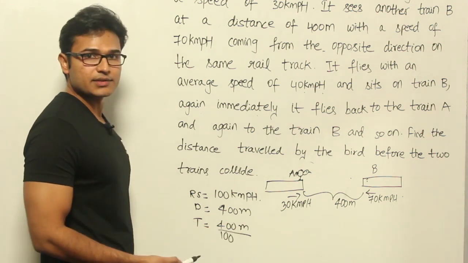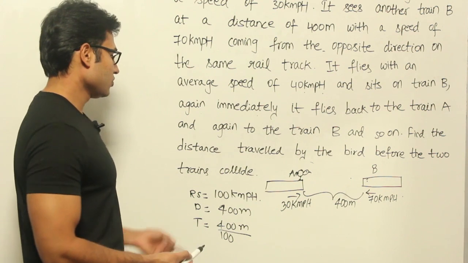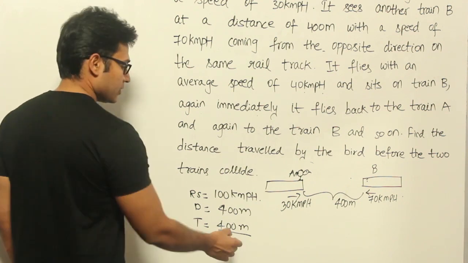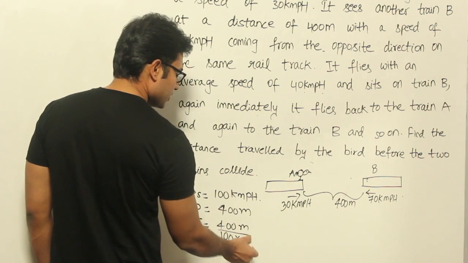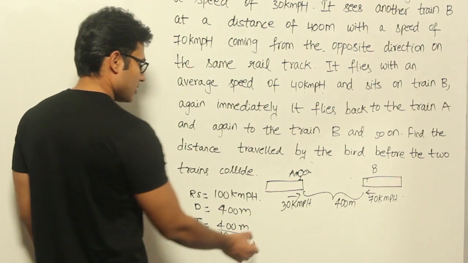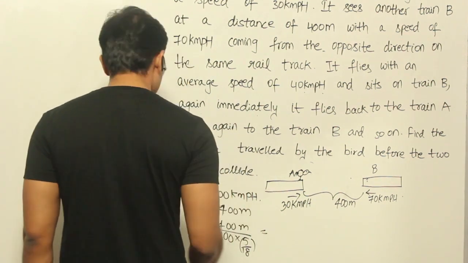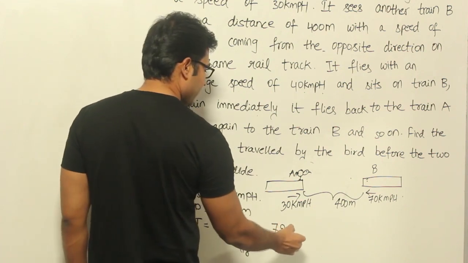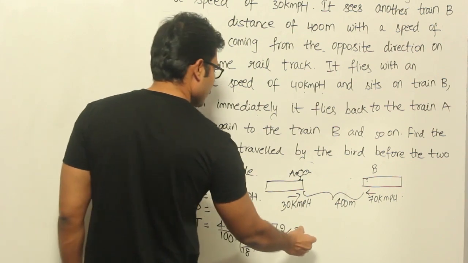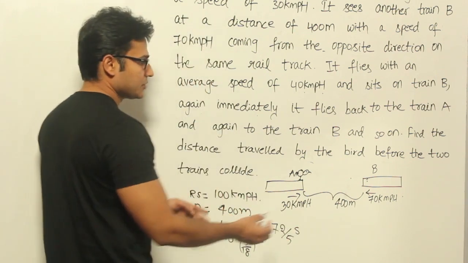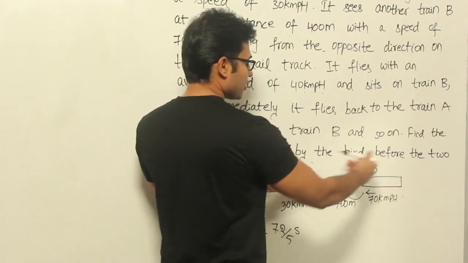Since the distance is given in meters, I want to convert this speed into meters per second, right? So that is why 100 into 5 by 18. So this is meters per second, right? Now if I compute it, it's going to be 72 by 5 seconds, right? So this is the time these trains are going to take before they collide.